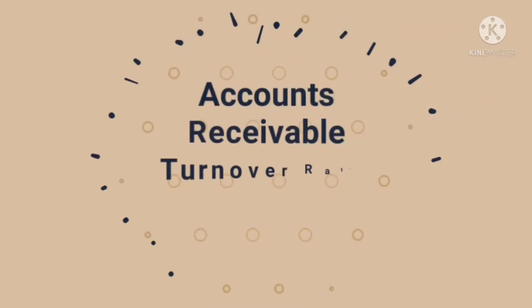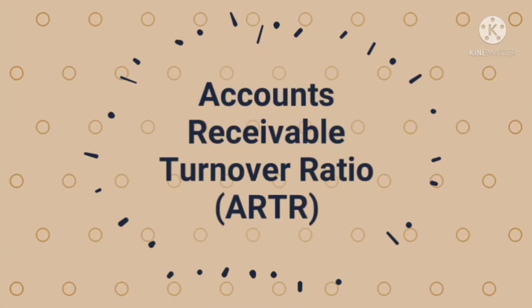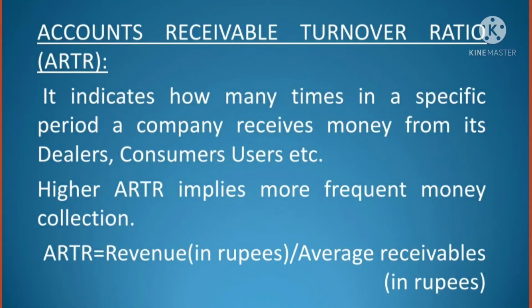The next operating ratio is the accounts receivable turnover ratio. This ratio indicates how many times in a specific period a company receives money from its dealers, consumers, and users, etc. A higher accounts receivable turnover ratio implies more frequent money collection. Accounts receivable turnover ratio is equal to revenue divided by average receivables.